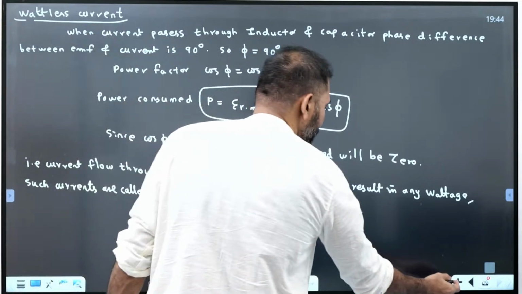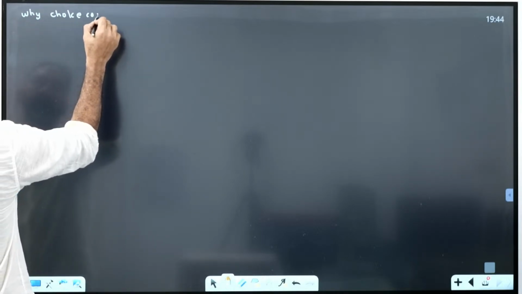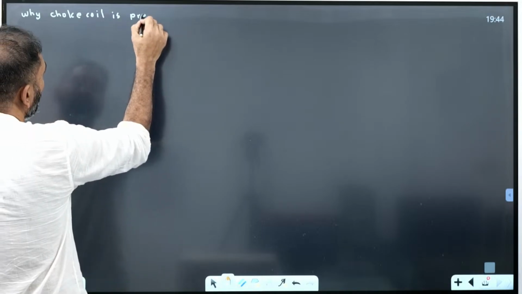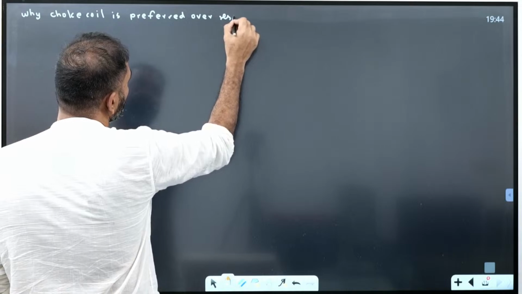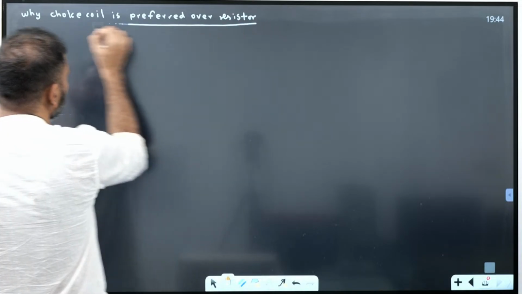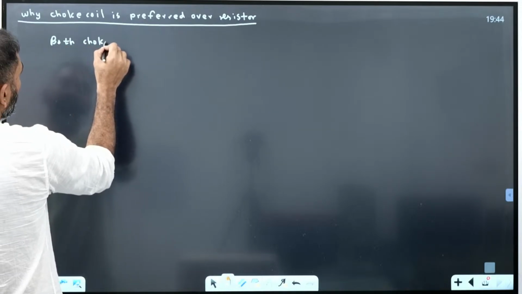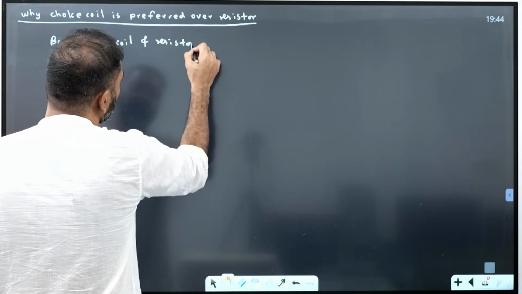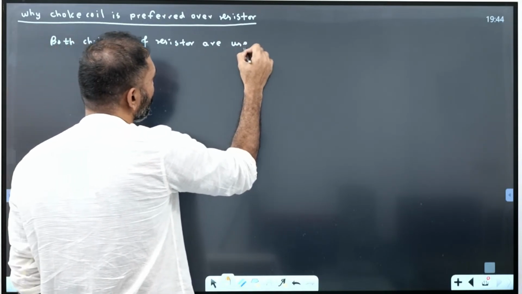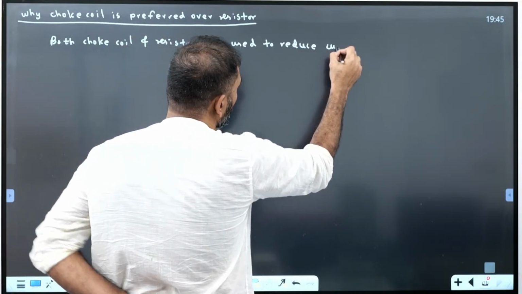Next question. Why choke coil is preferred over resistor? Remember, both choke coil and resistor are used to reduce current.